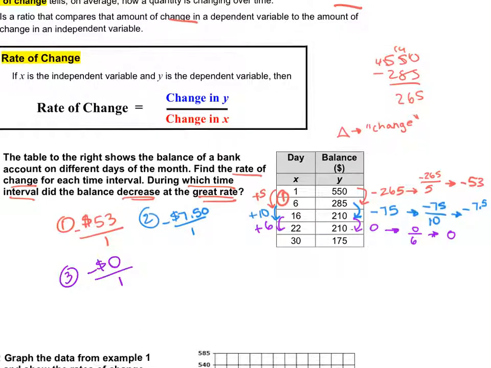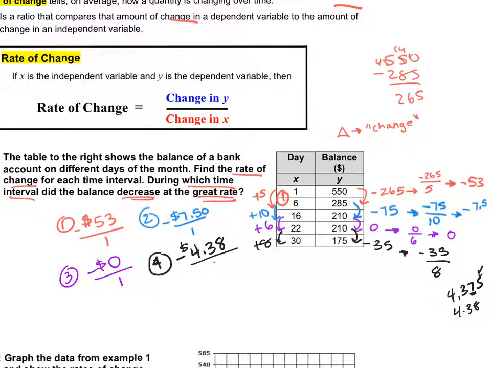The last interval, I actually lost $35 in a span of 8 days. So this interval would be negative 35 in 8 days. When I divide that to figure out how much it is per day, 35 divided by 8 gives you about 4.375. And we're talking in terms of money, so we always round to the nearest penny. 7 looks at 5, and 7 becomes 8. So the fourth interval changed by dropping $4.38 per day.